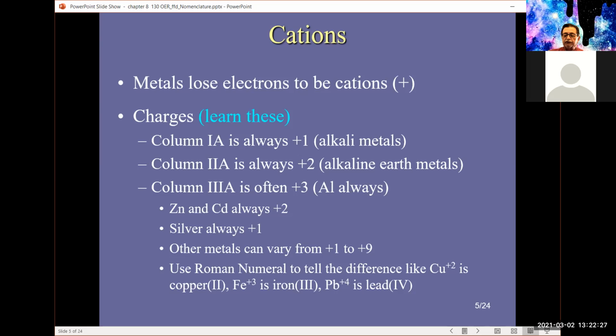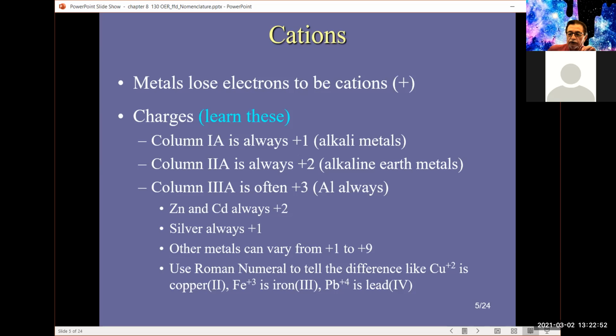Now, how do we distinguish the others? We use Roman numerals. Okay, for example, copper, as we listed here, we write out copper and then parentheses, Roman numeral 2. What that tells you is the oxidation state of copper. In this case, it's copper +2.